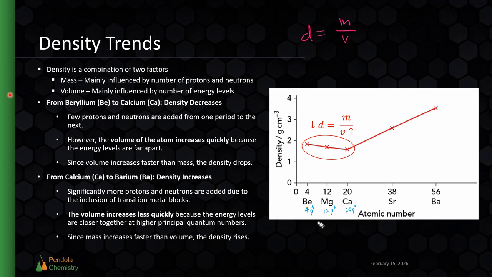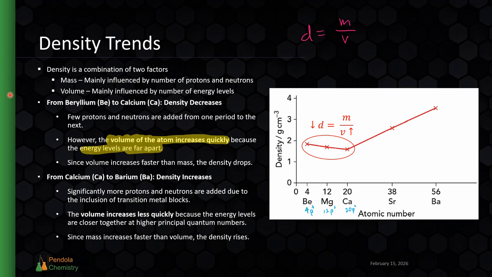And that makes sense because we're adding 8 valence electrons, right? We're adding 1 proton for every element. So only adding about 8 protons and, roughly the same number of neutrons depending on the isotope every time. However, the volume of the atom increases very quickly. And this is something that we have discussed before but have not brought too much light into. The volume of the atom increases very quickly because the energy levels are farther apart.